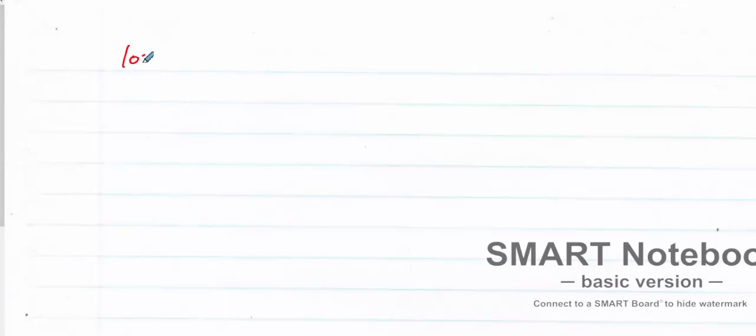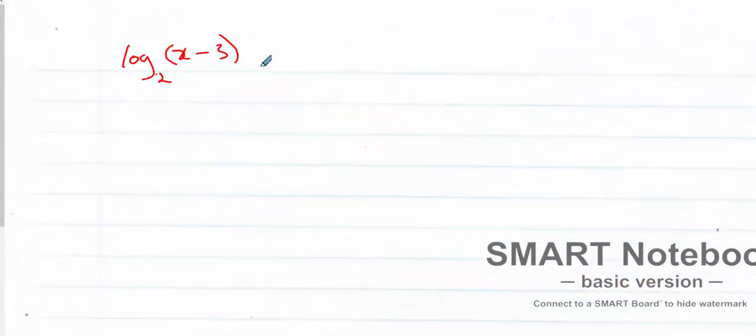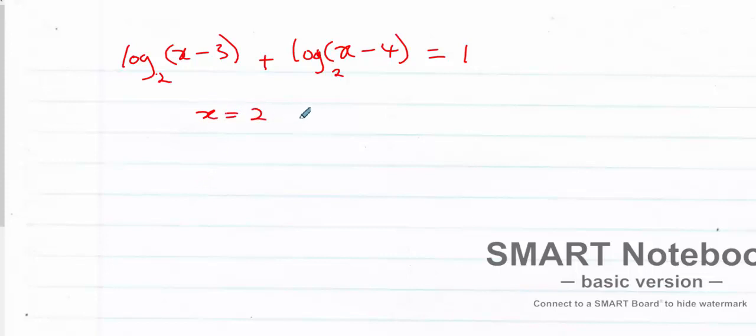Log x minus 3 base 2 plus log x minus 4 base 2 equal to 1. Now we just need to prove which one is going to be the answer. We have x equal to 2 or x equal to 5.